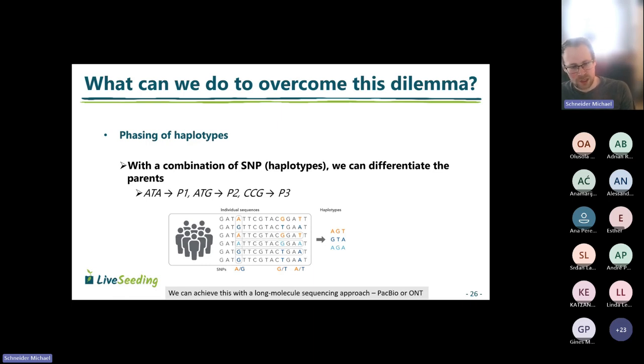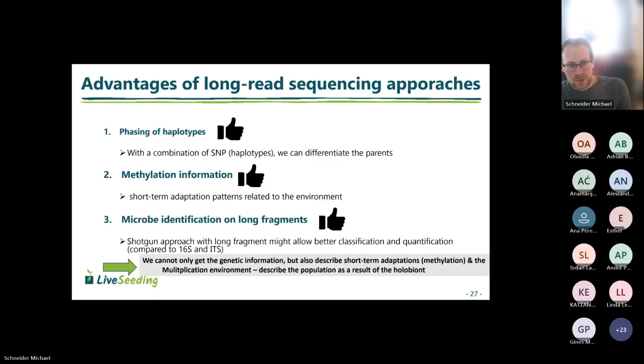And then we can again count how often this kind of haplotype allele occurs in the population, and then assign a frequency to the parent of this population. And the approaches to use here are PacBio or Oxford Nanopore technologies. So the advantages of this long read sequencing don't stop here. Of course, we can do this phasing of the haplotypes with a combination of SNPs.